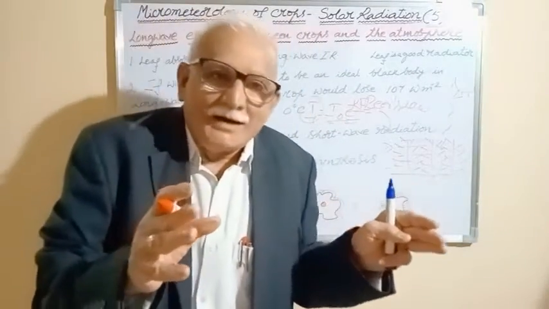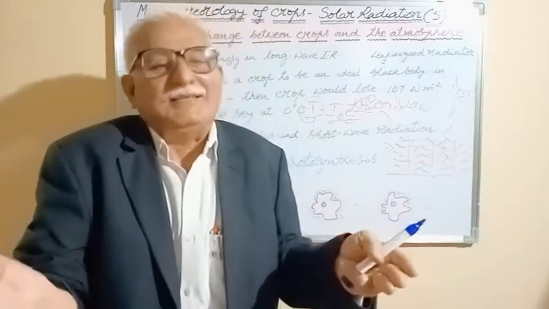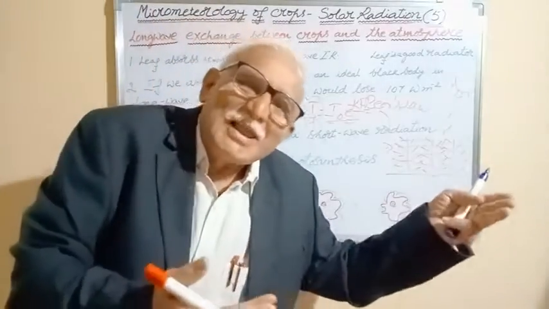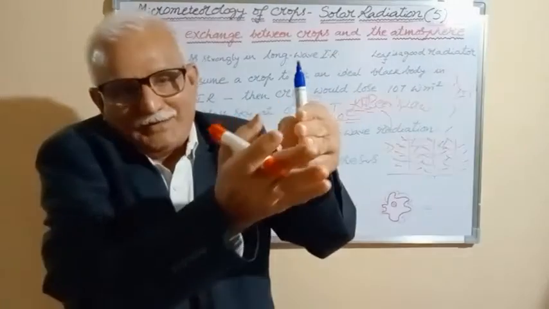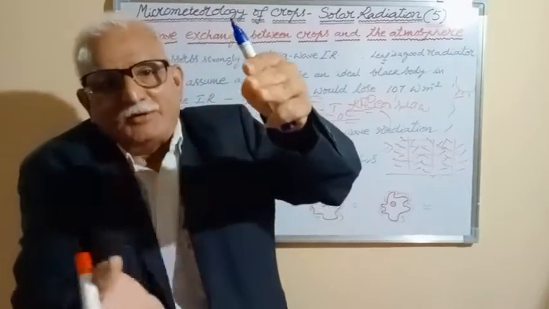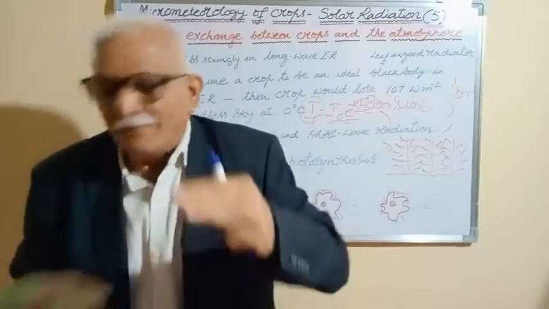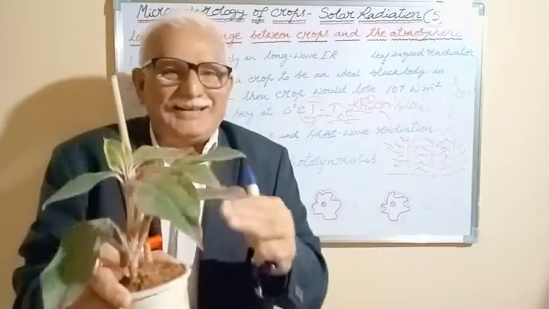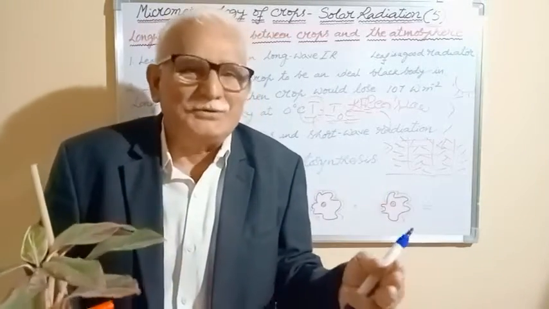I is equal to I0 e to the power of minus kF. That is Beer's law. The relative radiation intensity decreases exponentially with increasing leaf area. That means we can find how much energy is trapped in each layer. That is very, very interesting to measure.